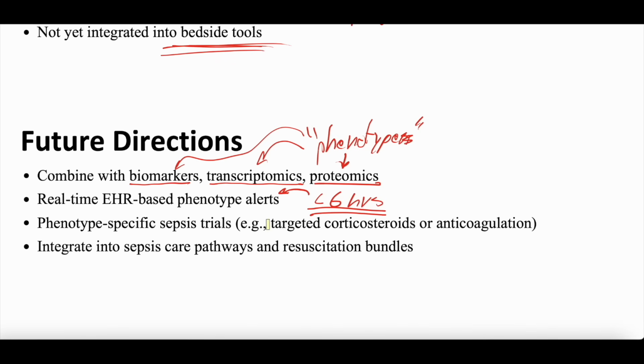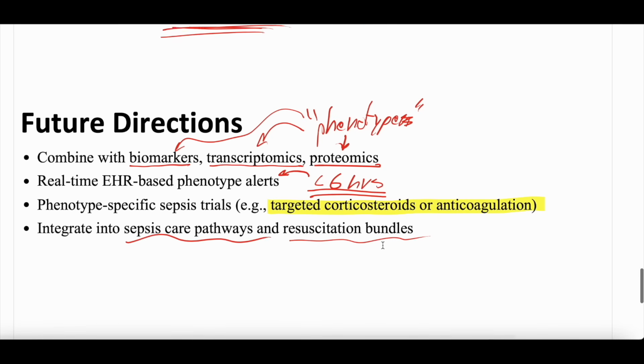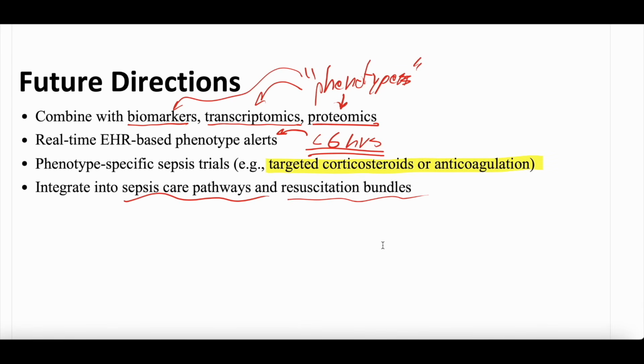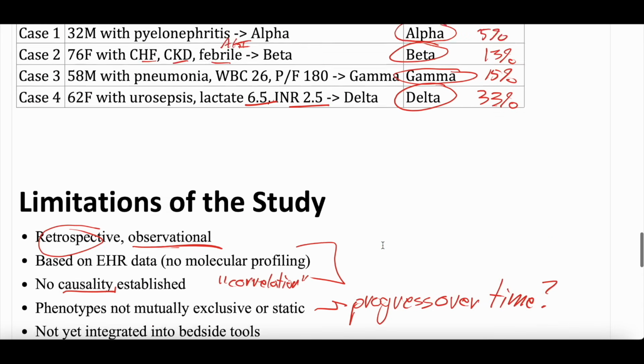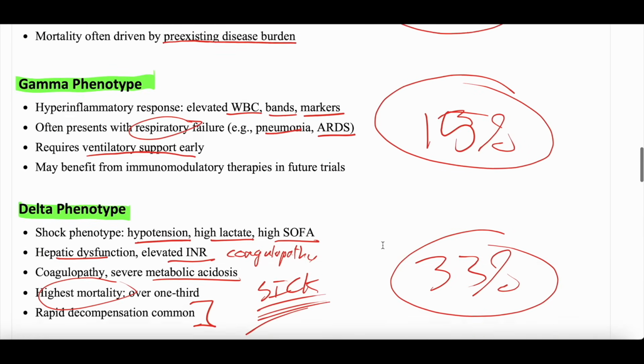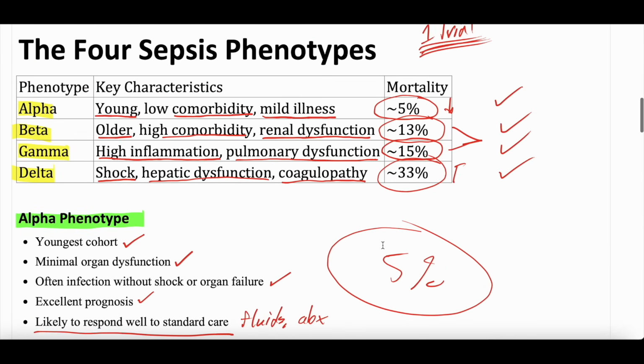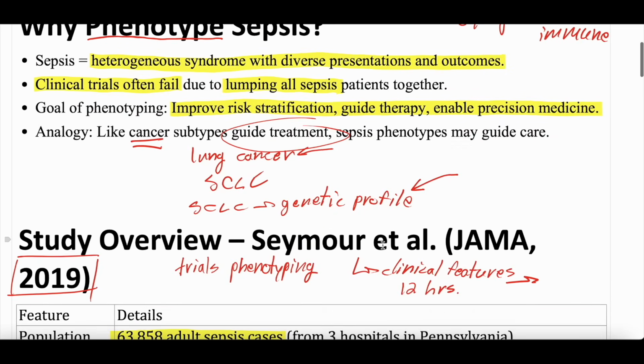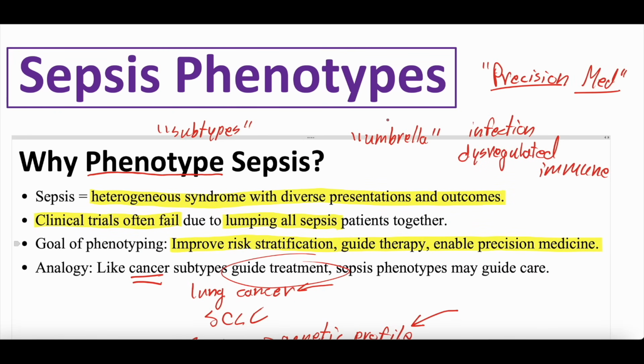Targeted therapies is something we talked a lot about. Again, really exciting future direction for targeted therapies. And then at the end of the day, if this was a real thing, could you integrate into sepsis care pathways, resuscitation bundles, all that good stuff? So that is a kind of quick and dirty on sepsis clinical phenotypes based on this trial. There's tons of other trials out there on phenotypes looking again at kind of protein markers, biomarkers, transcriptomics, all sorts of crazy stuff. So if this is something you're interested in, let us know. We're happy to provide you with additional resources or even do future videos on it.